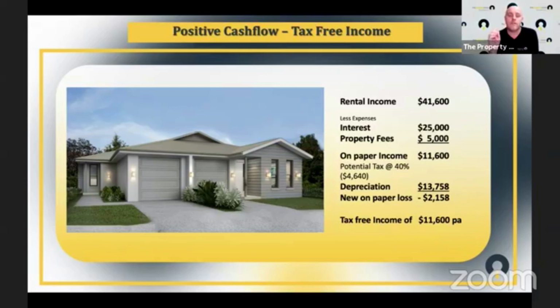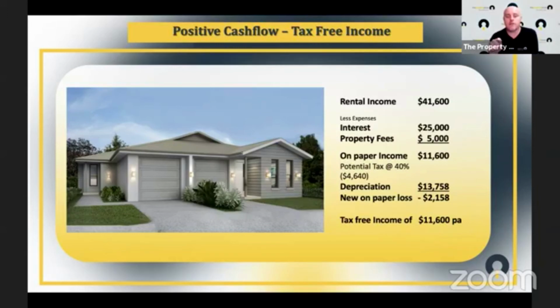But if you don't have depreciation, you're going to pay tax on that rental income. What I'm trying to show you here is that if you bought this under a new format, like a brand new property, on that $11,600 you won't pay that $4,640 tax I've got noted there. The depreciation, once again, is $13,000, and on paper you're running at a 2 grand loss. So this is an on paper loss, not a physical cash loss.